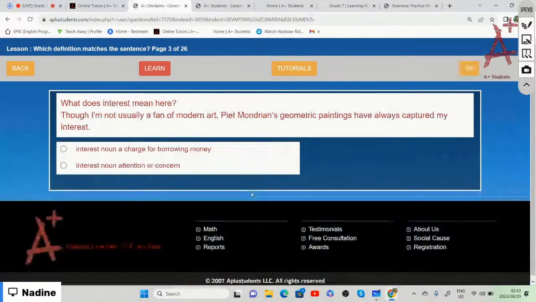All right. Though I'm not usually a fan of modern art, Piet Mondrian's geometric paintings have always captured my interest. So, interest being a charge for borrowing money, or attention or concern. If it always captured somebody's interest, then we can say it is capturing attention or concern.